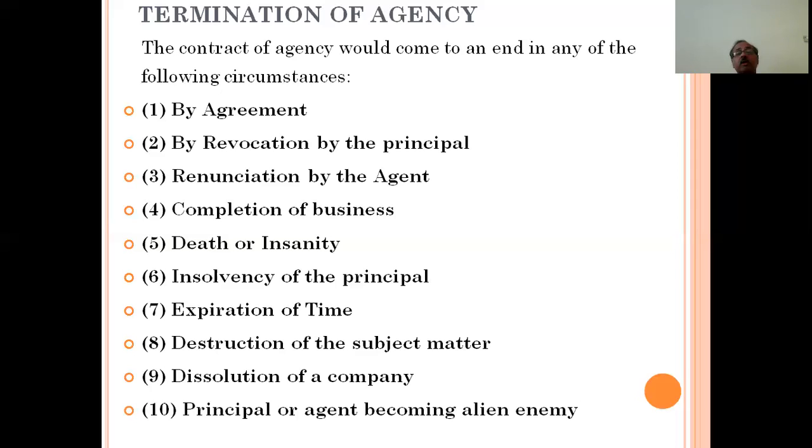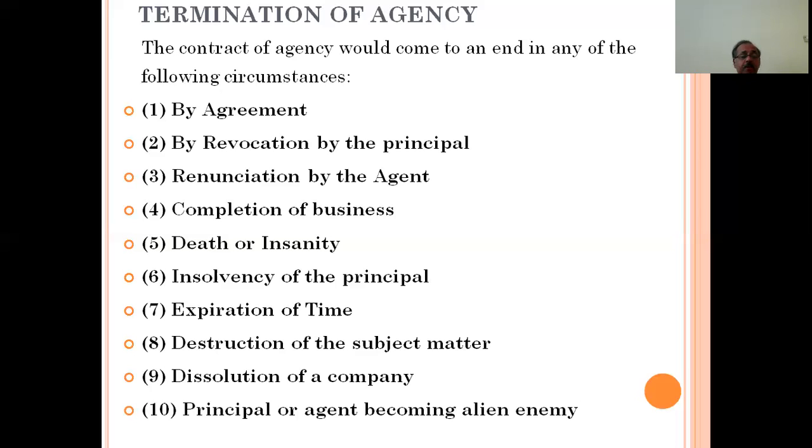The next one is dissolution of a company. Whenever the principal's company is dissolved, automatically wound up, or the winding up procedures are already done, in that case that company, the principal, is no more existing. So in that case, the contract of agency also comes to an end.